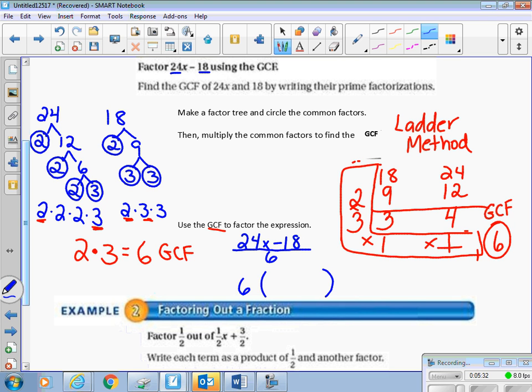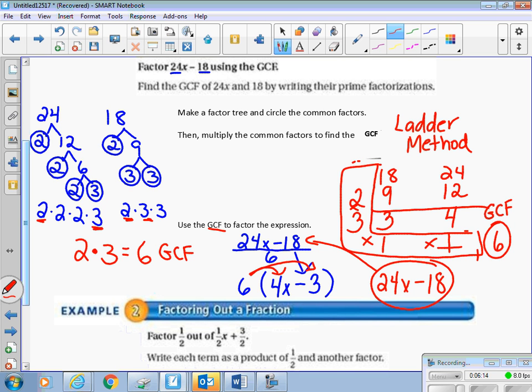24x divided by 6, well, 24 divided by 6 is 4, and we would just bring our x down. Negative 18 divided by 6 is negative 3, so minus 3. So 6 is our first factor, and the answer to this division problem is our second factor. Then we can check it by distributing. If I distribute the 6 to each number inside the parentheses, it should take me back to the original expression. 6 times 4x would be 24x. 6 times a negative 3 is a negative 18. And you can see that this matches the original one, so we're good.